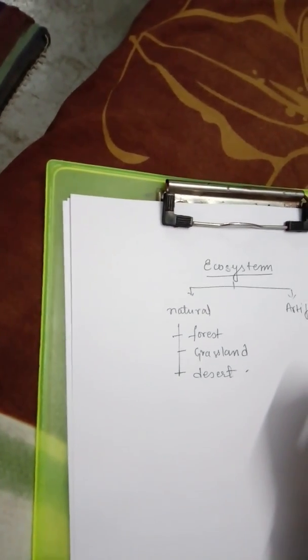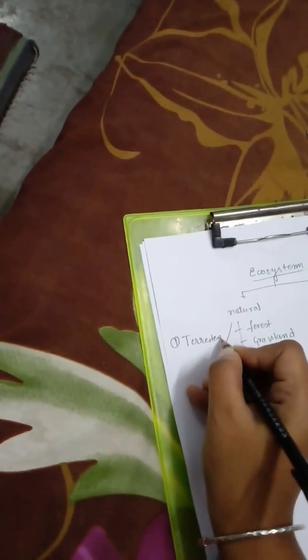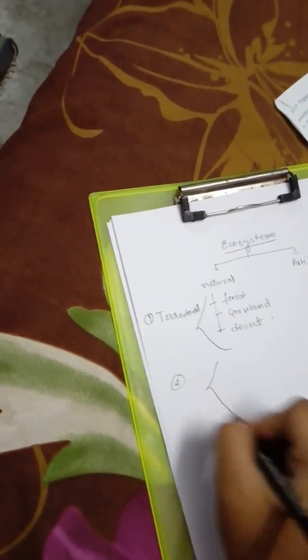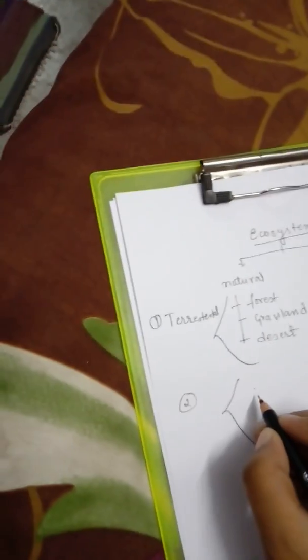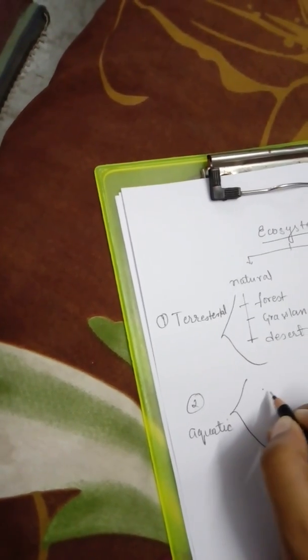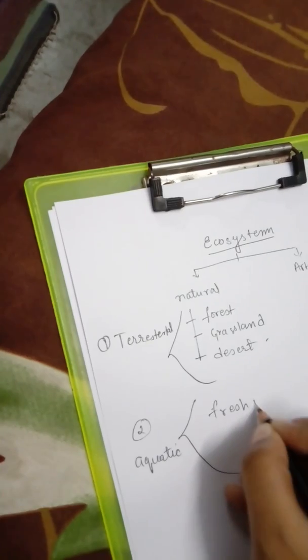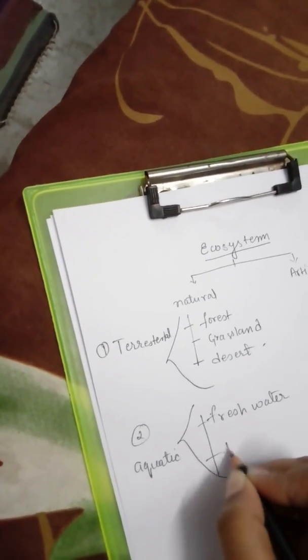Okay. Now all these are, I forgot to tell you, sorry, terrestrial. And next, the second thing that we learn is aquatic. In aquatic, there lie freshwater and marine.